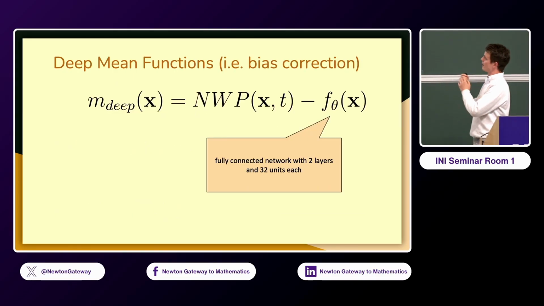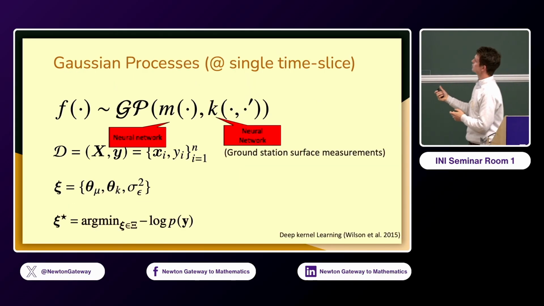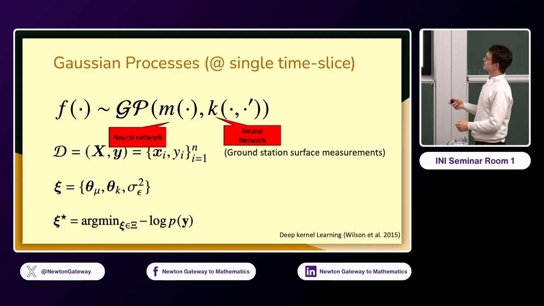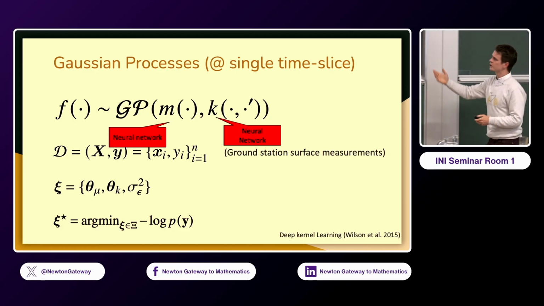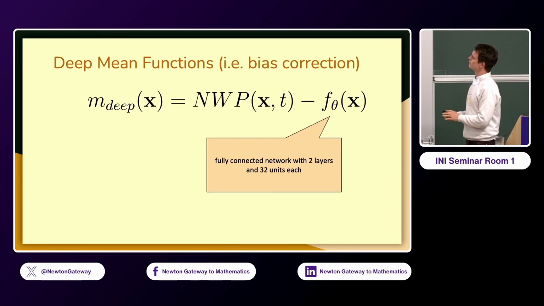So let's just pull apart what exactly is going on. I said what I'm going to do is drop neural networks into my Gaussian process. So that corresponds to having a neural network as my mean function, but also a neural network as my kernel function. So we think about the mean function first.